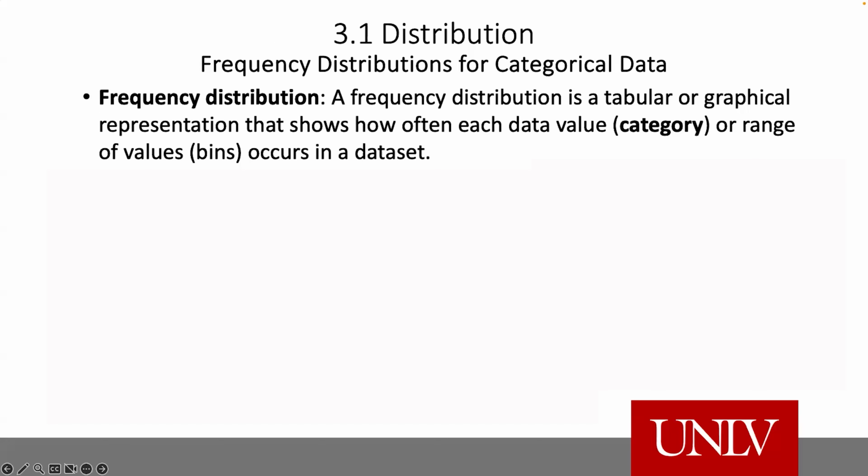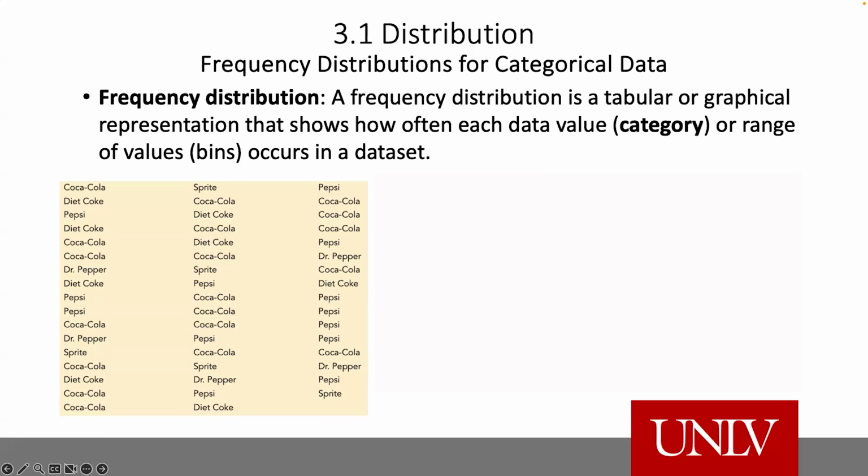Let's talk about frequency distributions. They're basically a way to take a big pile of raw data and make it easy to understand. Instead of looking at every single data point, we group them and count how often each value or category shows up. So this can be done in a table or a chart. And trust me, it makes spotting patterns a whole lot easier.